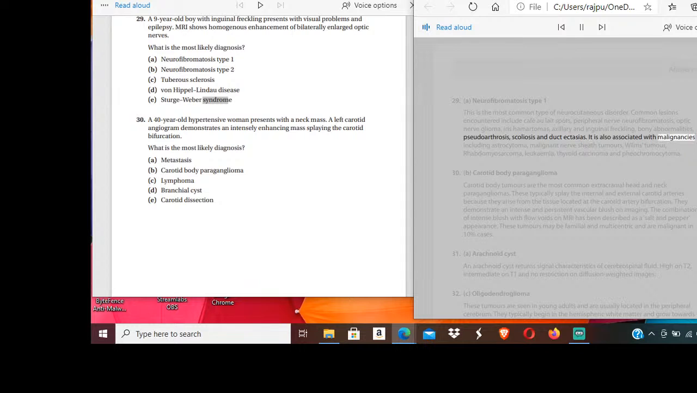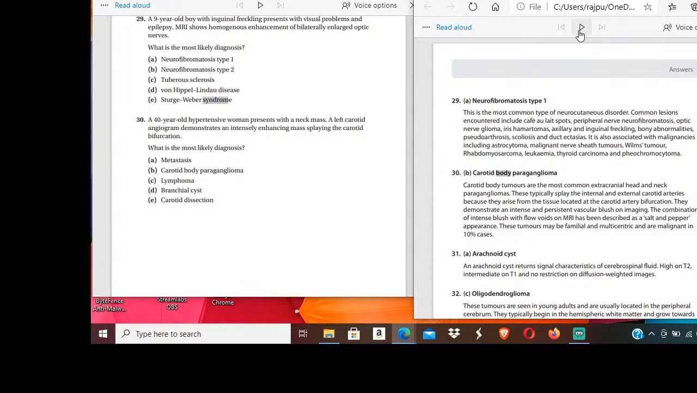It is also associated with malignancies including astrocytoma, malignant nerve sheath tumors, Wilms tumor, rhabdomyosarcoma, leukemia, thyroid carcinoma and pheochromocytoma. 30. B. Carotid body.